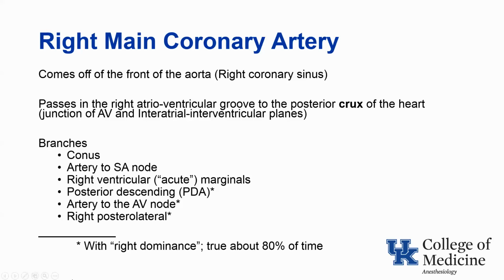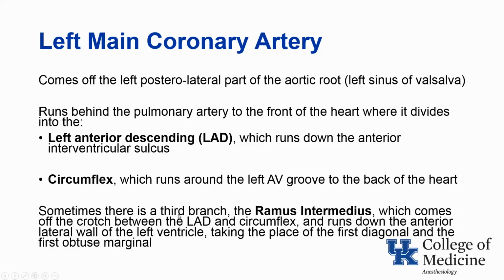The term dominance refers to which vessel, the circumflex or the right, supplies the posterior descending, the AV node, and the posterolateral branch. About 80% of the time, these three branches are supplied by the right, about 10% from the circumflex, and about 5% equally from both.